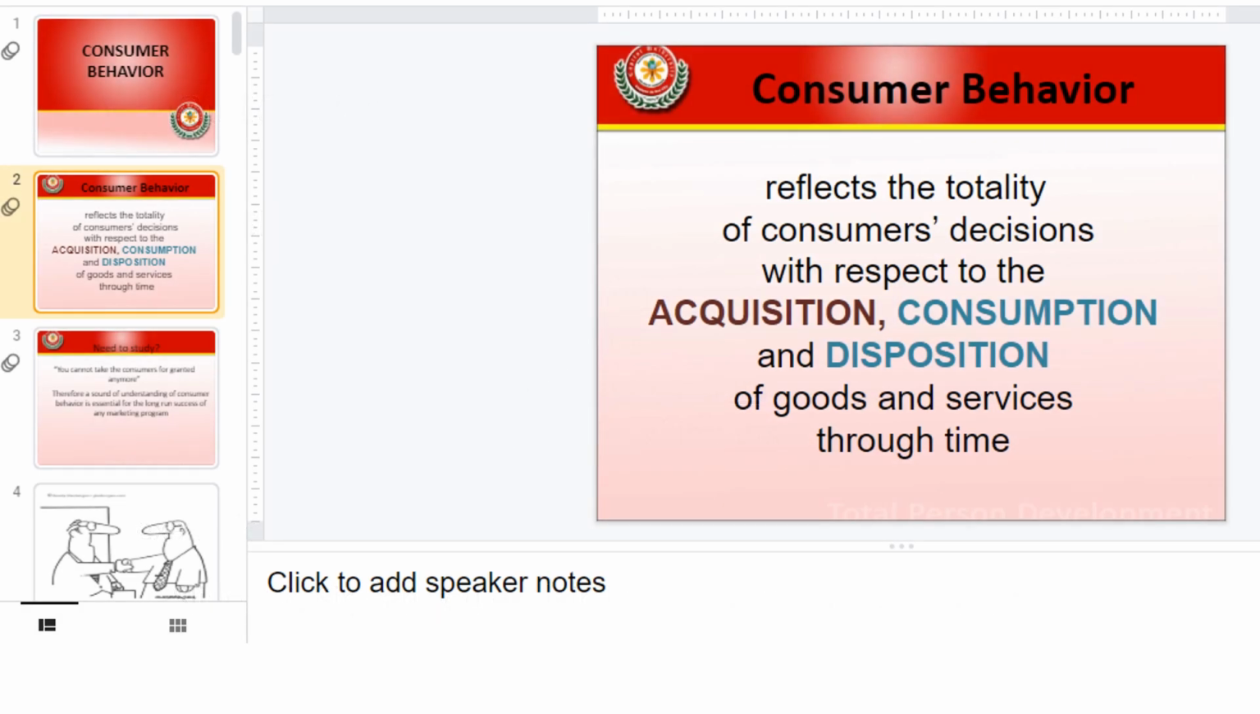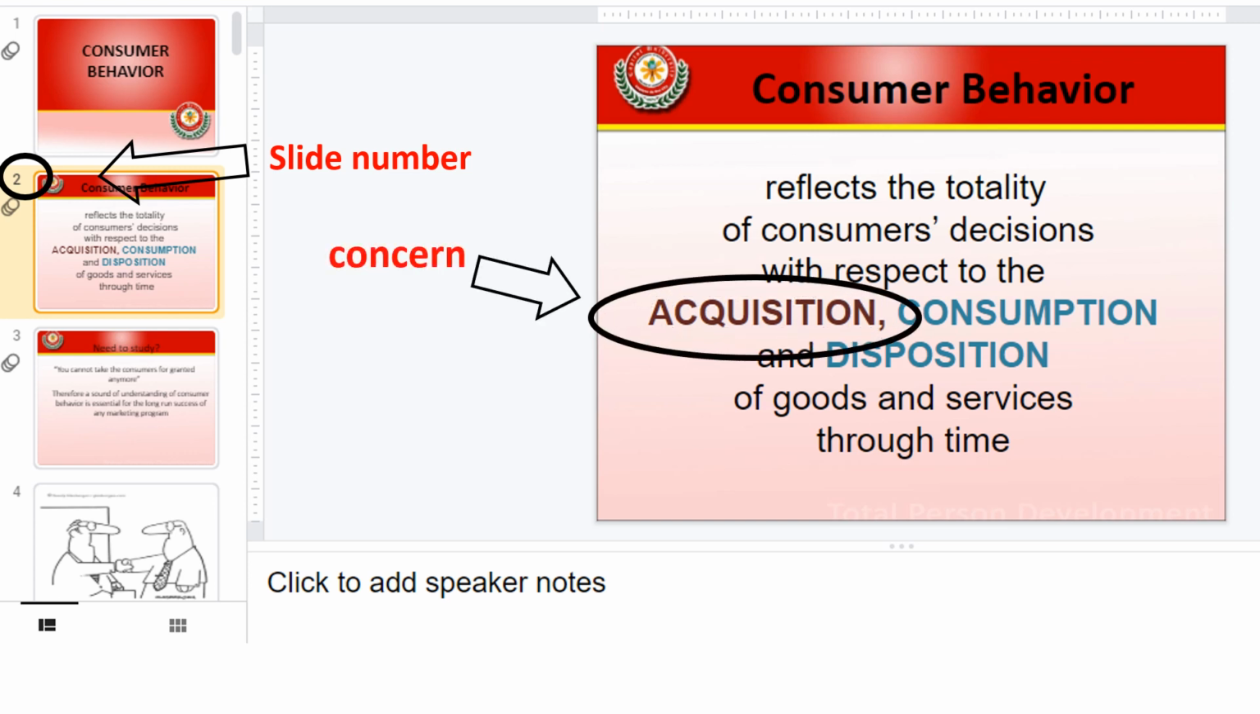Now let's go back to the material. I need to know the slide number of your concern for me to be able to go back to that slide and answer your question based on how the topic is described on that slide.